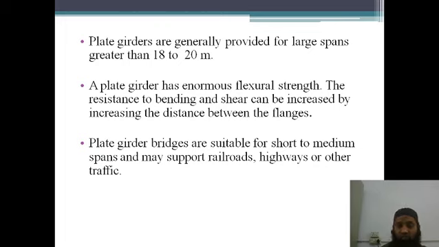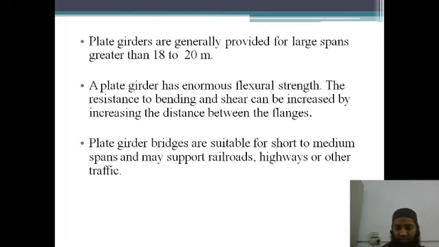The resistance to bending and shear can be increased by increasing the distance between the flanges. As I had told you, you have a top flange and a bottom flange. If these distances are increased, the resistance to bending and shear can be increased. Because of the external load coming onto this I section, there are high chances of shear also, and this shear is resisted by the web. The web resists the shear. So if we increase the bottom and the top flange, this resistance can be improved.